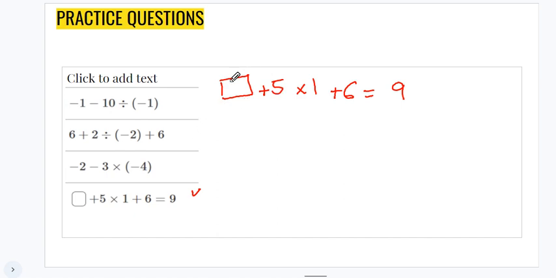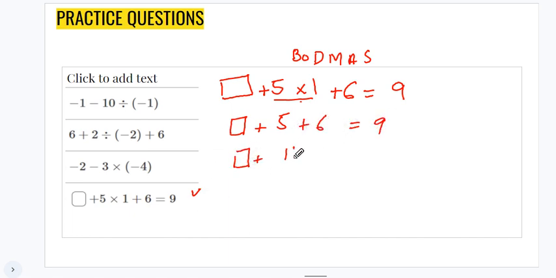Okay, so what we have to do, we need to find this box now. According to BODMAS, which operation do you have to do first? Here we have multiplication, so we will go into multiplication. 5 times 1 is 5, plus 6 equals 9, right? Okay, now 5 plus 6 will give you 11.